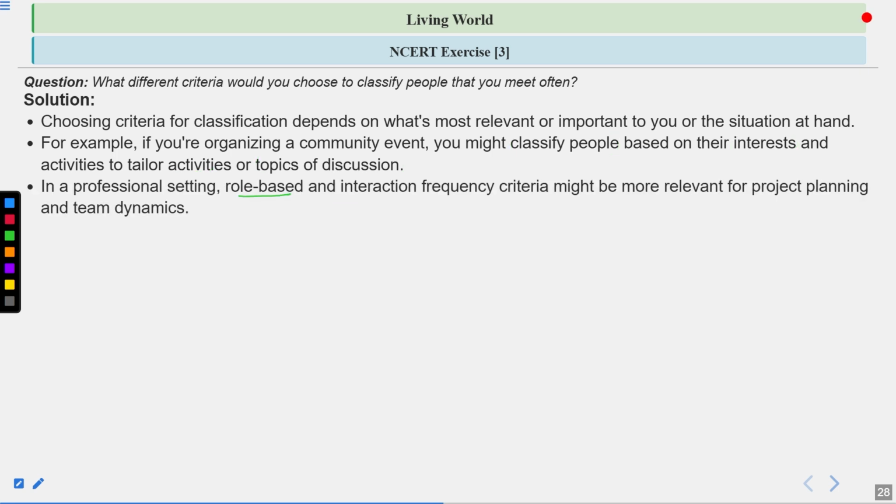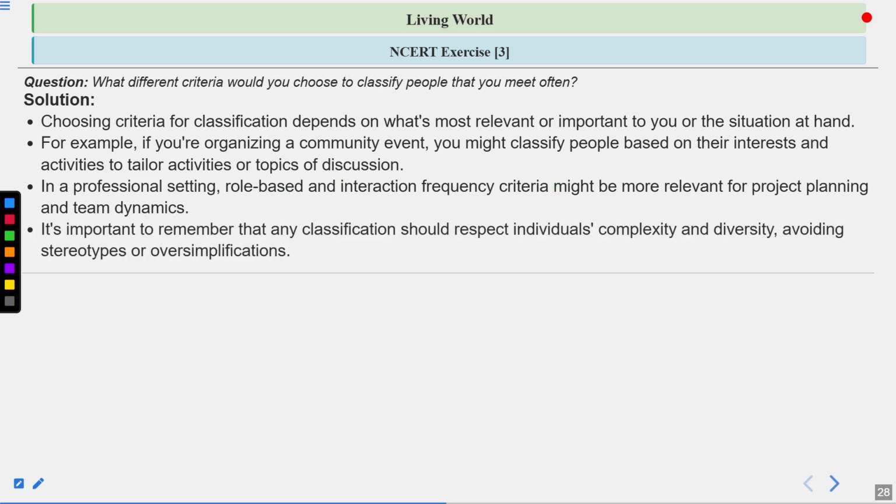In a professional setting, role-based and interaction frequency criteria might be more relevant for project planning and team dynamics. Obviously, in professional settings, what is happening in your offices? How frequently are you interacting with that person? Or if that person is important for the project planning or the team dynamics. How much is that person important in project planning or in team dynamics? You will classify them according to this. What is their role in the project? How important are they in the project?